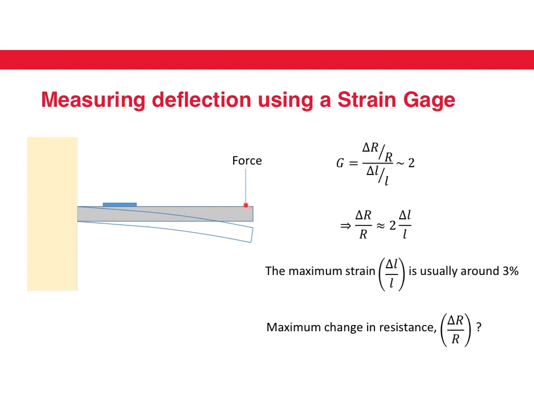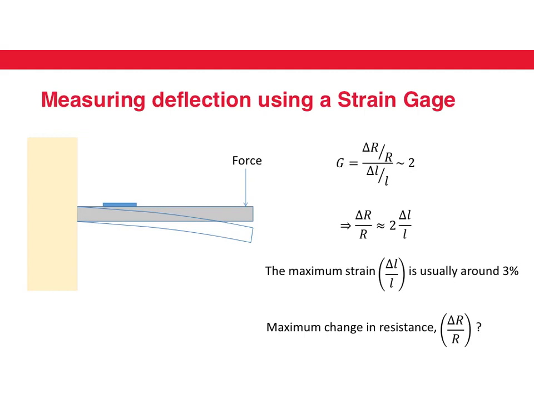And what happens when we apply force? This beam will bend. And we can measure this bending by seeing how much the upper surface expands. And to do that, we bond the strain gauge on top of the beam. Okay, let's assume that the gauge factor of the strain gauge is 2. Now remember that the gauge factor is the relative change in resistance divided by the strain. So what is the relative change in resistance? It's 2 times the strain.